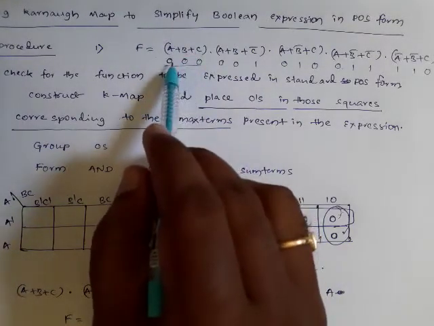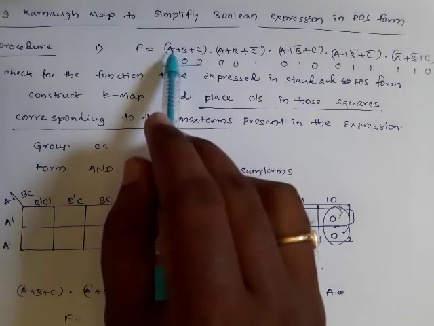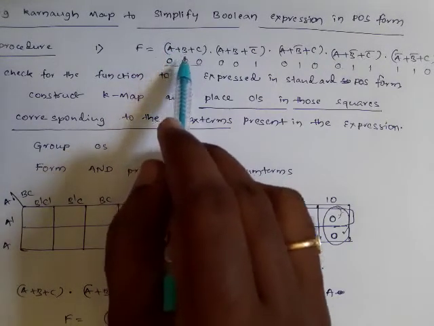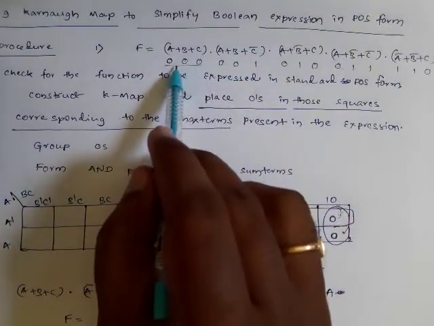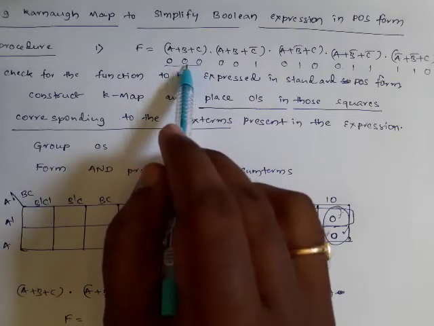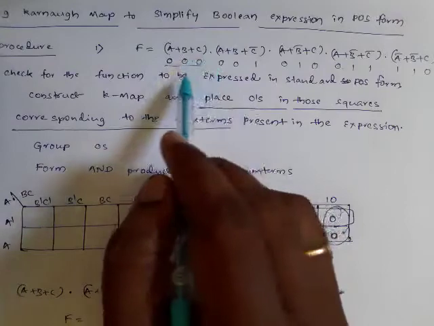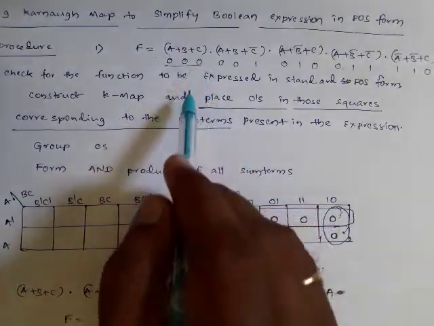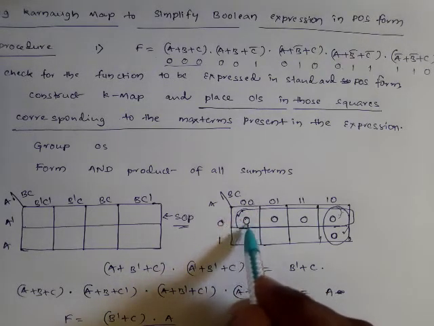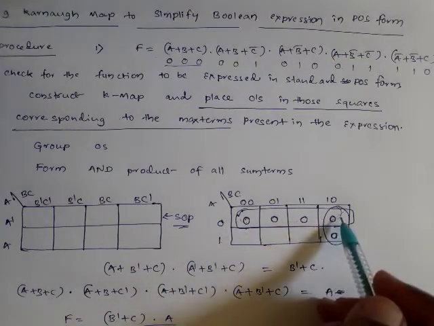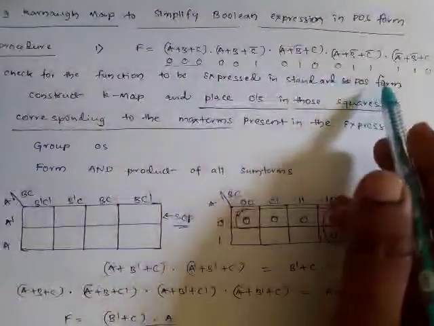A plus b plus c is a max term, so when a variable appears in original form its value is 0, and when it appears in complement form its value is 1. By following this we will write the binary represented by each max term. So this represents 0 0 0. Go to the kmap and enter 0 into the cell corresponding to the values 0 0 0. So this is the cell, enter 0. Similarly, enter zeros into all the cells corresponding to the max terms given in the expression.